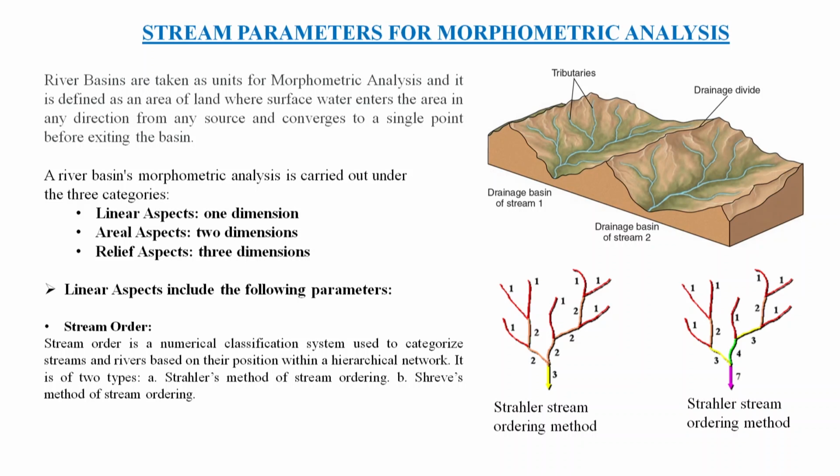So, the first linear aspect includes the first parameter, that is stream order, which is based on the number of smaller order streams that are flowing down a hill slope. For example, this is a river basin. Again, you have these tributaries which are finally joining at a certain point, and they are making the main river. So, these tributaries, when they start, will be considered as your first order. When two first order streams meet, they will be considered as a second order.